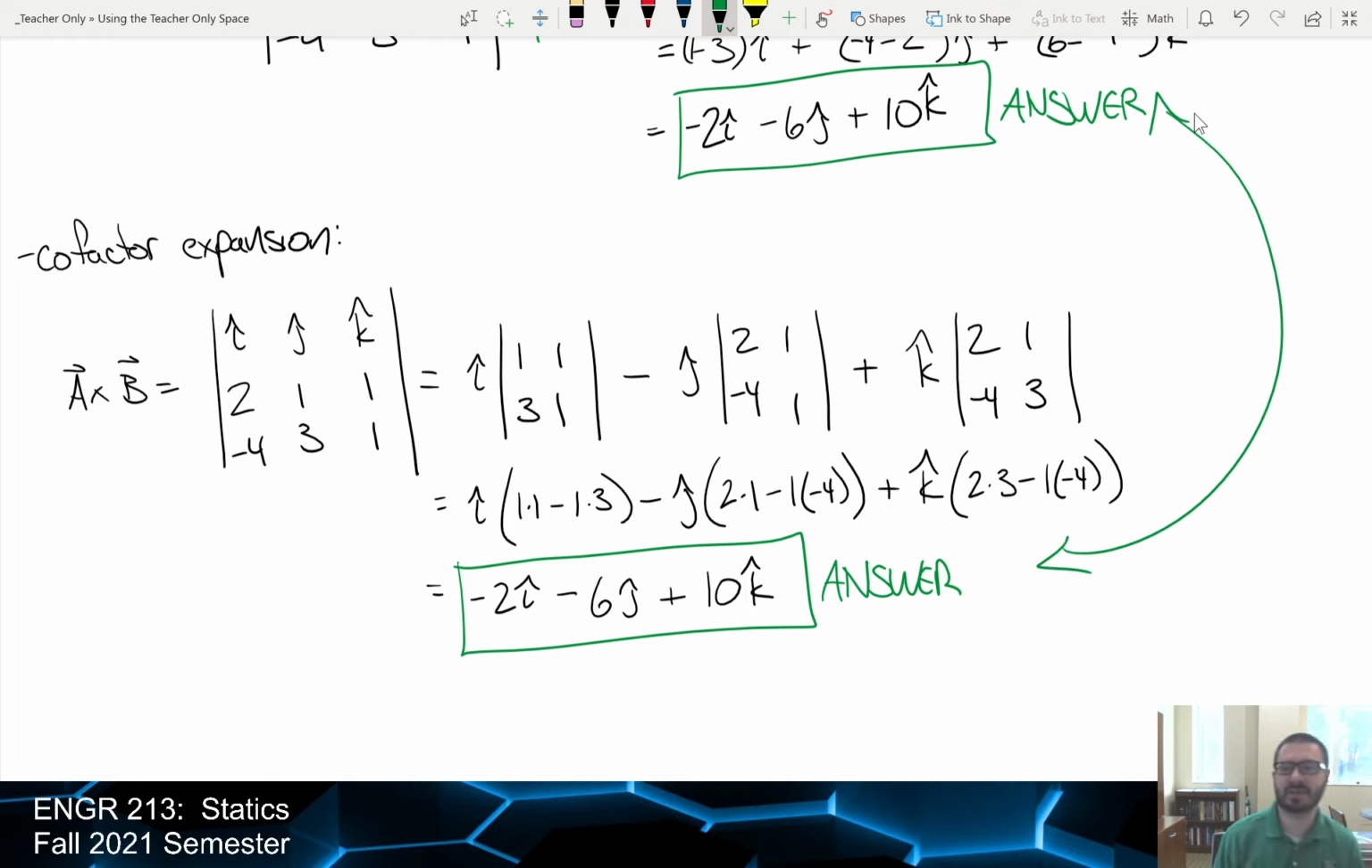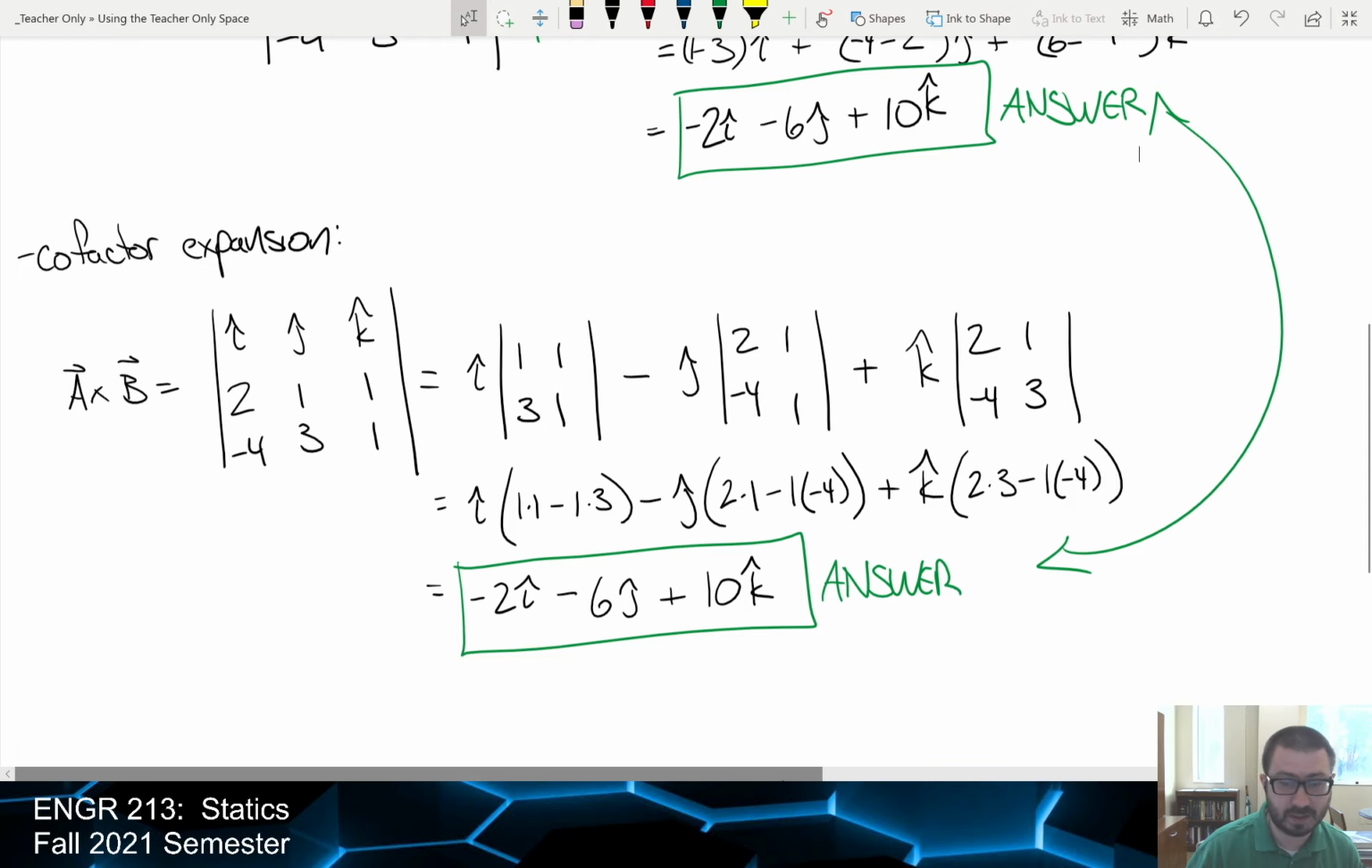So you can see we got the same answer. I like this approach because, again, I think it makes the factoring a little easier. That's just my perspective. It doesn't really matter. You can do whichever one you want. The one thing I would emphasize, though, is I really would get comfortable with at least one of these methods, because we're going to be doing a lot of cross products in this class, especially when we're looking at moments for exam 2.